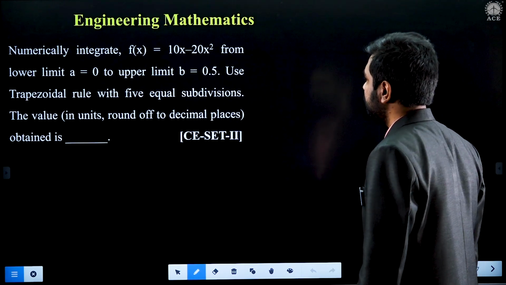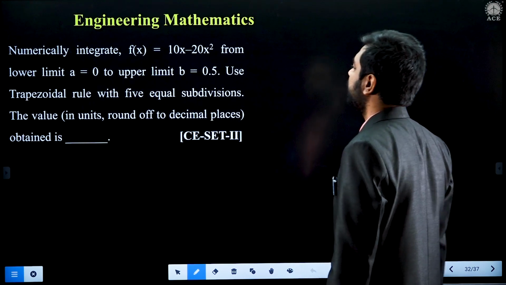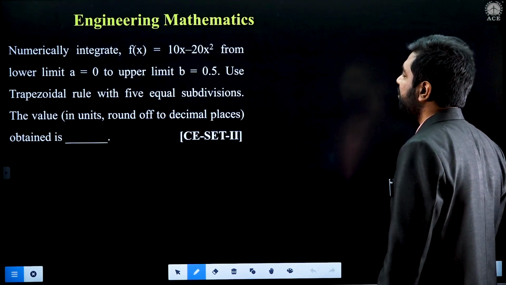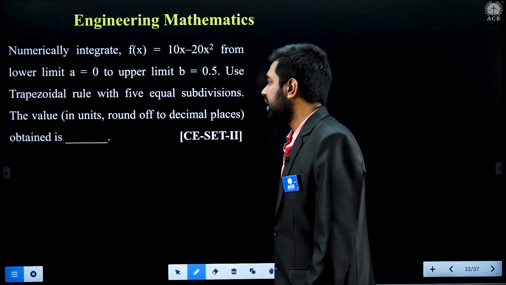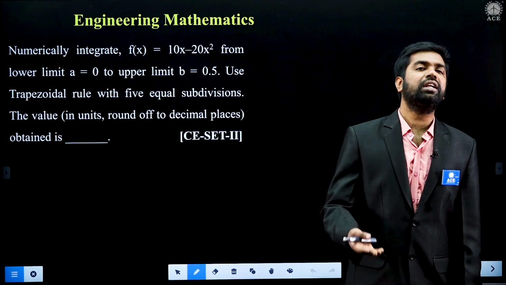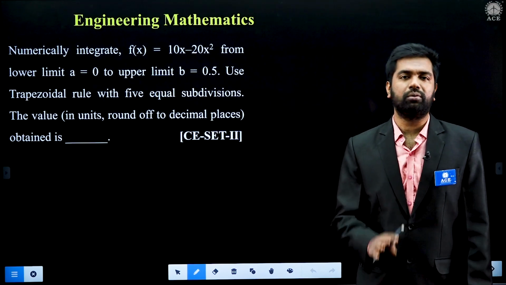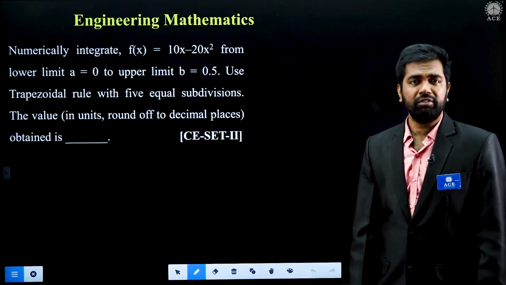Numerically integrate f of x from lower limit 0 to 0.5. Use trapezoidal rule with 5 equal subdivisions. The value obtained is dash. He gave us some function. He is asking you to numerically integrate it using trapezoidal rule. Right? In the set 1 also, a question appeared from this topic.